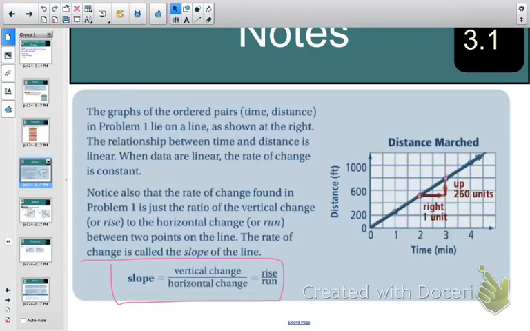So if you want to find the rate of change, or the slope, you just got to do rise over run. So pick any 2 points. So on here they did up 260 and over 1. So the rise over run would be rise 260, run 1. 260 divided by 1 is just 260. And remember, because this line is going up from left to right, this should be a positive slope. So make sure this is a positive 260.